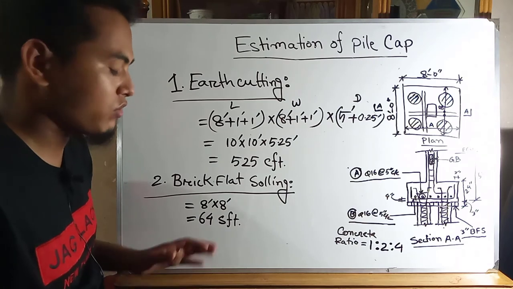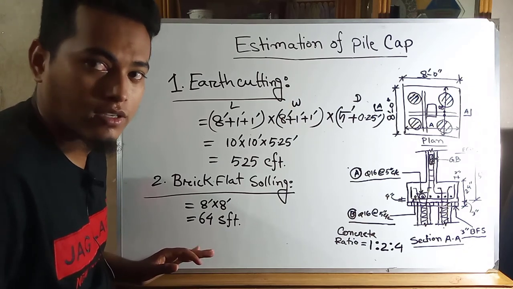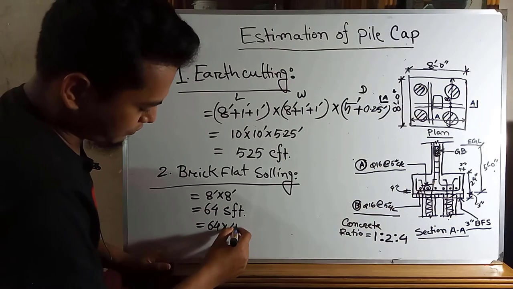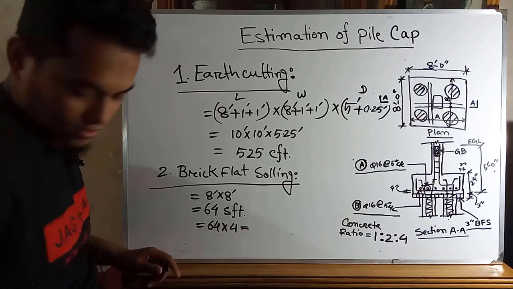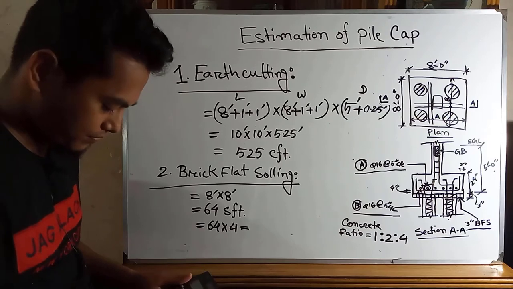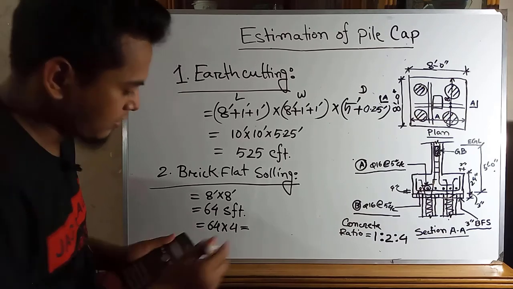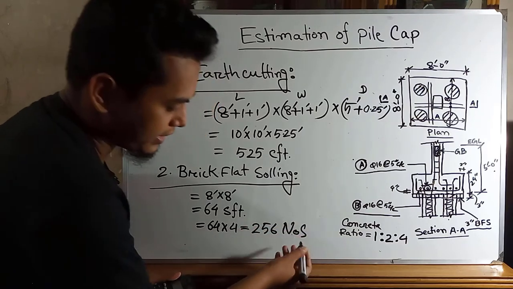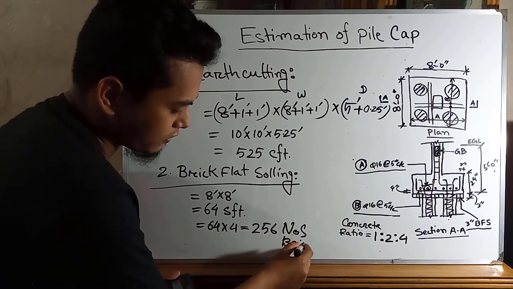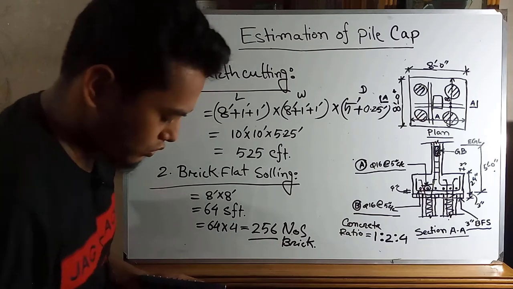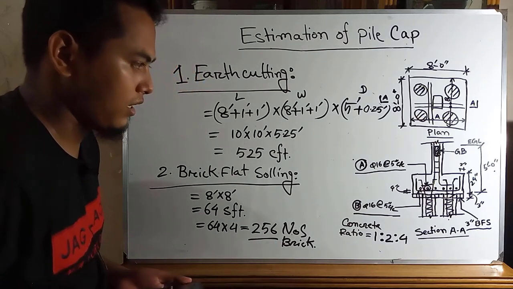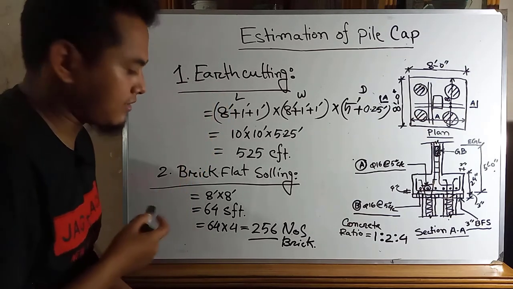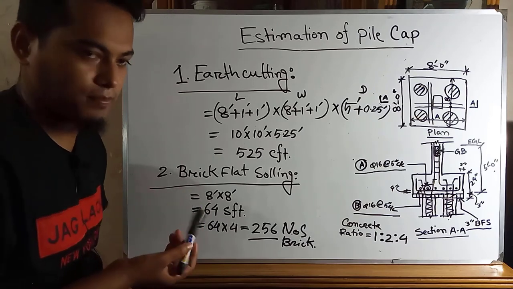Now we convert it to the number of bricks. We multiply the area by 4, which gives 256 NOS bricks. So we need 256 bricks for our pile cap soling. So this is number one, earth cutting, and this is number two, brick flat soling.